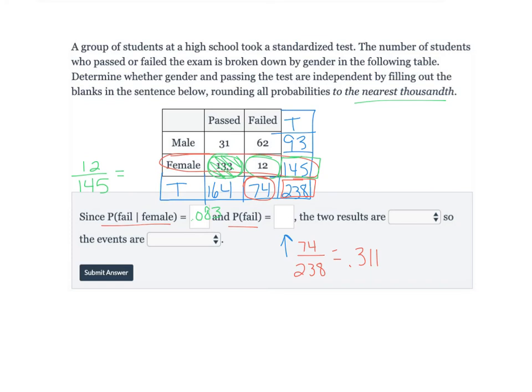So I see that these two results are definitely unequal. It looks like the females in this case have a much smaller probability of failing than the general population. It could be smaller or bigger, just like we saw at Ulster County. The people that had coronavirus had less of a chance of dying versus the general New York population. So we would say that these two are dependent events.